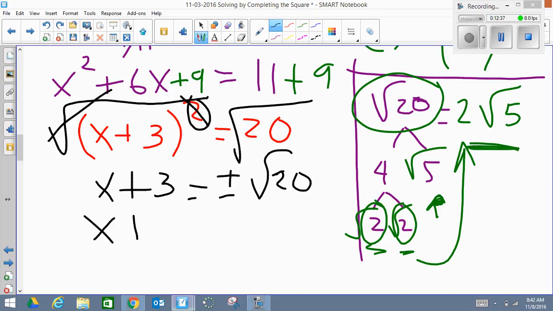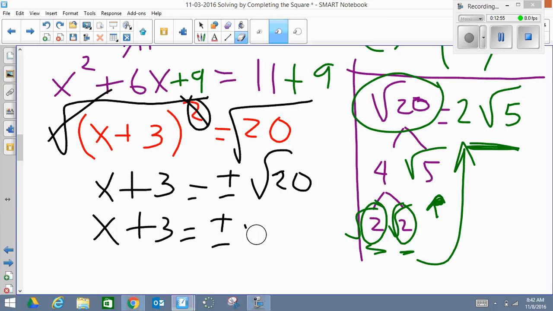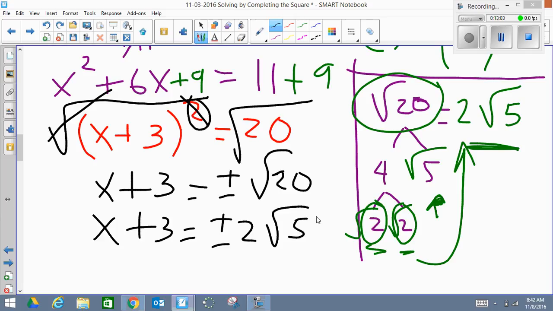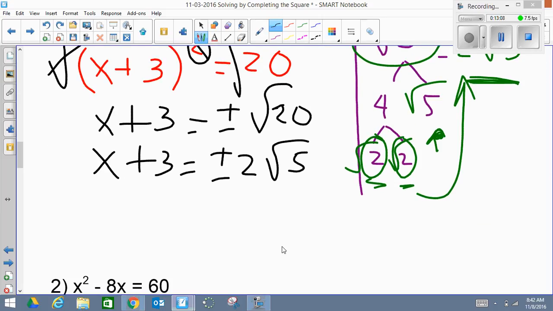So I'm going to have x plus 3 equals plus or minus 2 square root of 5. Okay, but again, one more step. Still, my x is not by itself, so I have to get rid of that 3. So I'm going to do minus 3, minus 3.